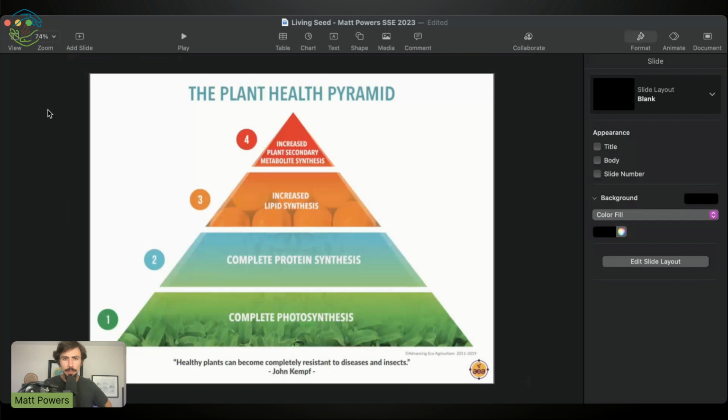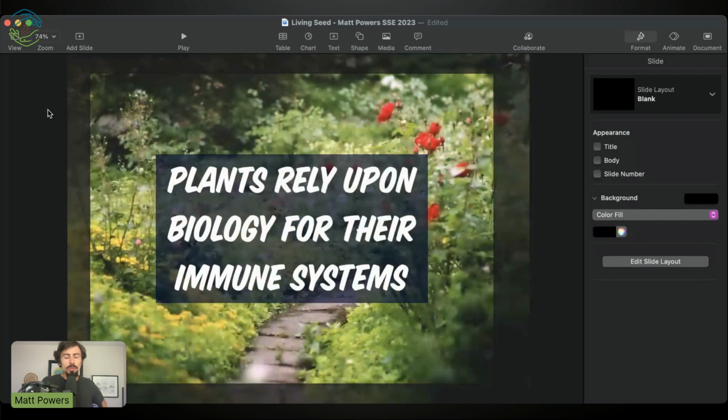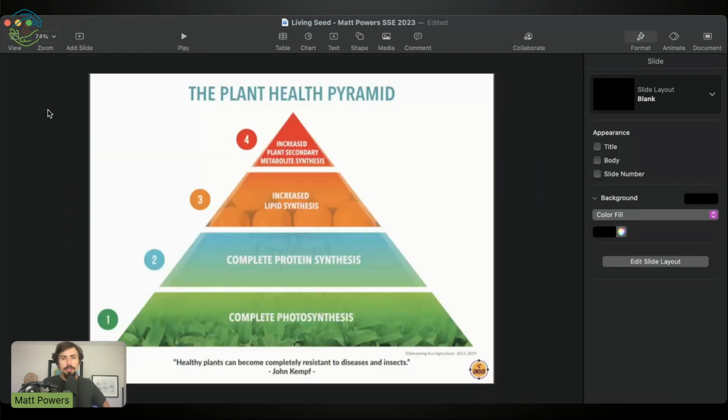The plant health pyramid. When I learned about this, I became very, very curious, because the top two levels of plant health were described by John Kemp as requiring robust biology. And it's like, well, what does that mean? And he never gets to specifics.